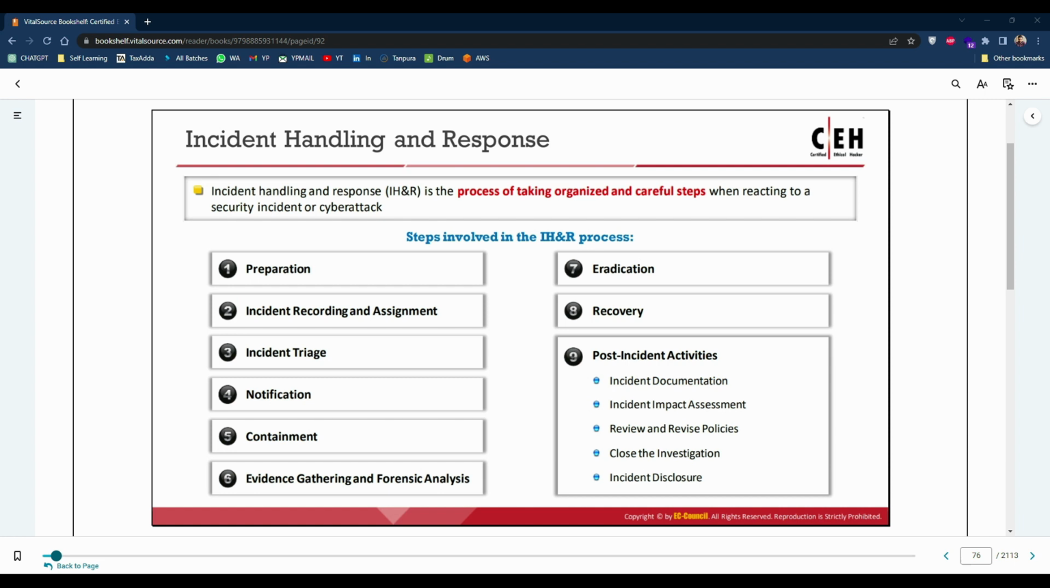So the first process is preparation, then incident recording and assignment, incident triage, notifications, containment, evidence gathering and forensic analysis, eradication, recovery, and post-incident activities, in which we have incident documentation, impact assessment, review and revise policies, close the investigation and incident disclosure. So these are the steps we have in incident handling and response.